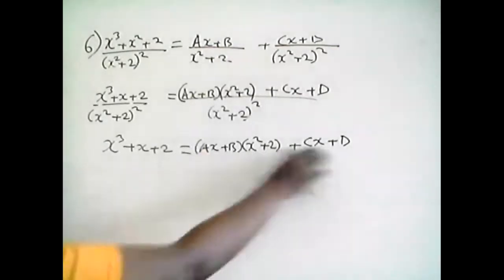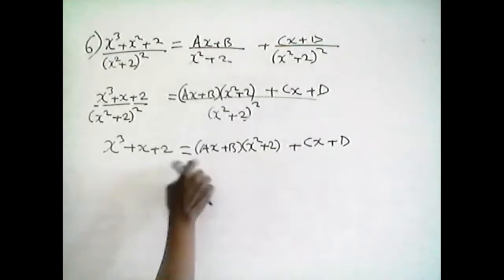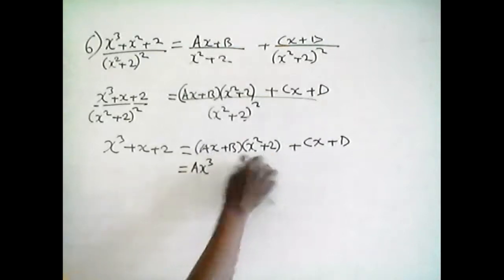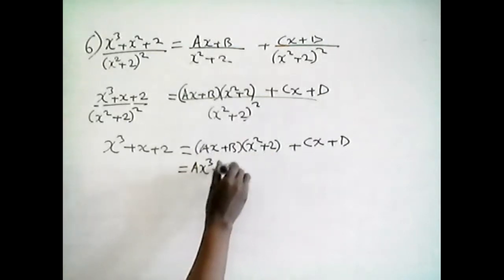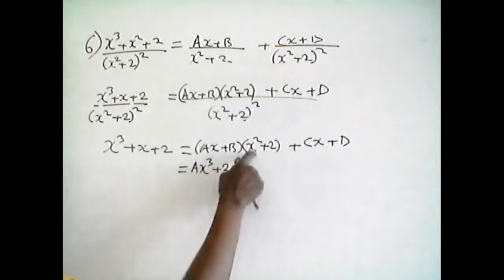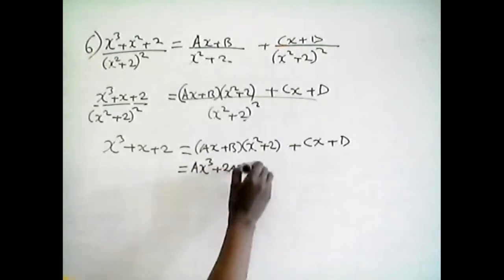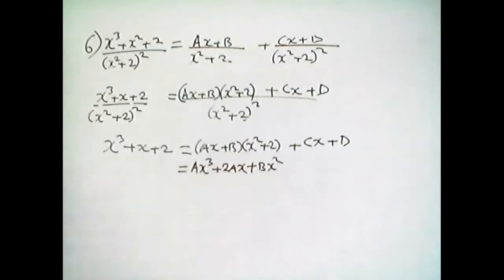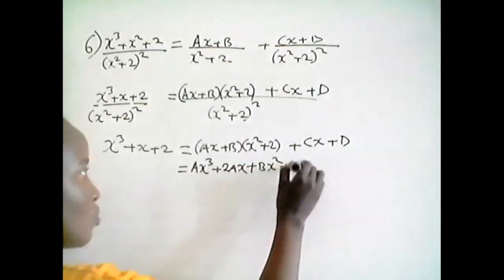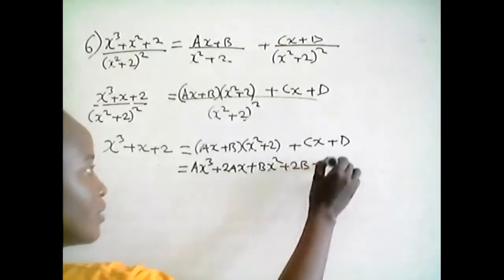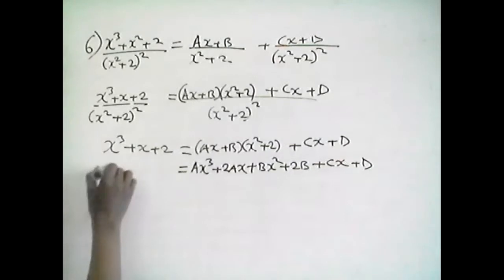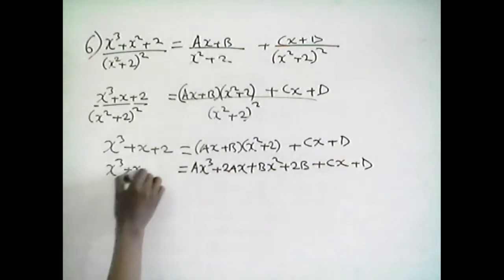You can simplify this part which is here. We start with ax multiplied by x squared, it is ax to the power 3. Ax multiplied by 2 is 2ax. B multiplied by x squared is bx squared. B multiplied by 2 is 2b, plus cx plus d. This is equal to x cubed plus x plus 2.